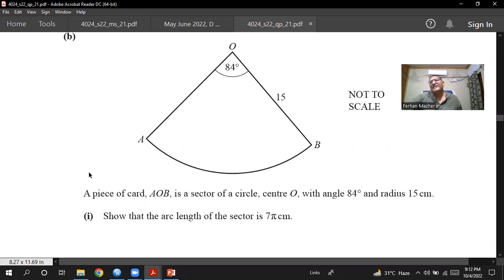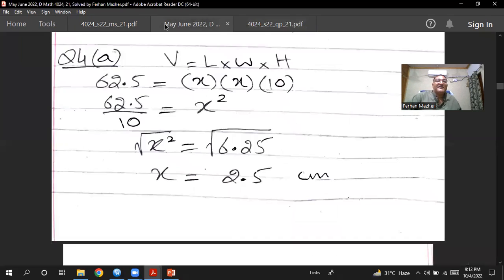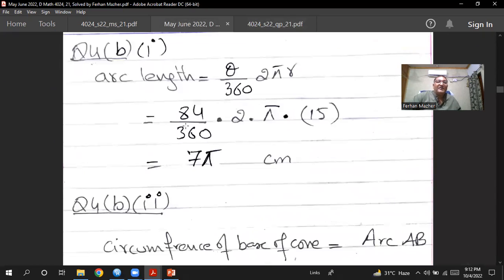So it means find the arc length. The formula for the arc length is theta divided by 360 multiply 2 pi r. That's the formula. And the theta is 84 degrees. So 84 divided by 360 multiply 2 multiply pi. Don't enter the value of pi here, just keep the pi as pi. So multiply the radius, that's 15.